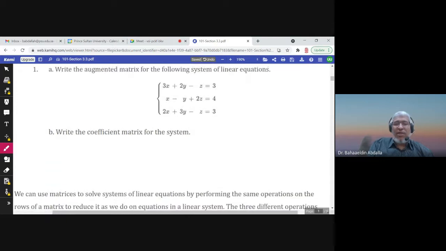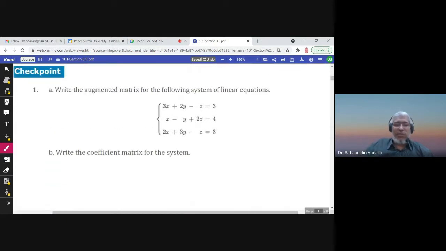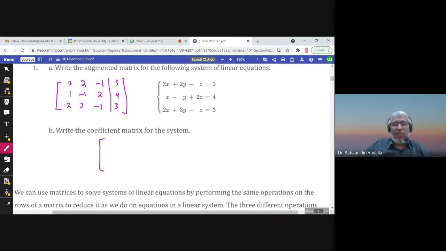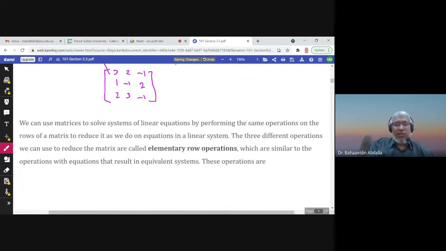So for example here, write the augmented matrix for this system. Well, the augmented matrix would be 3, 1, 2. These are the coefficients of x. 2, -1, 3. These are the coefficients of y. -1, 2, -1, the coefficients of z. And 3, 4, 3, the constant terms. Write the coefficient matrix for the system. Well, the coefficient matrix would be the matrix to the left, 3, 1, 2, 2, -1, 3, -1, 2, -1. So it would be this matrix. This is the coefficient matrix.